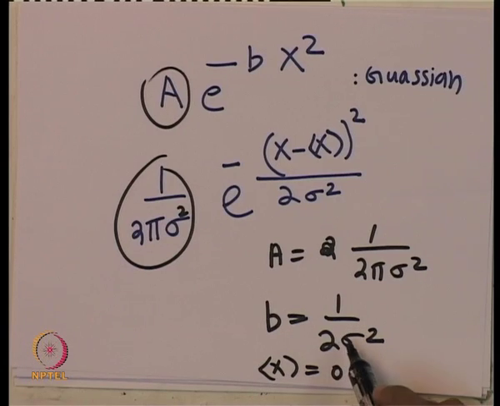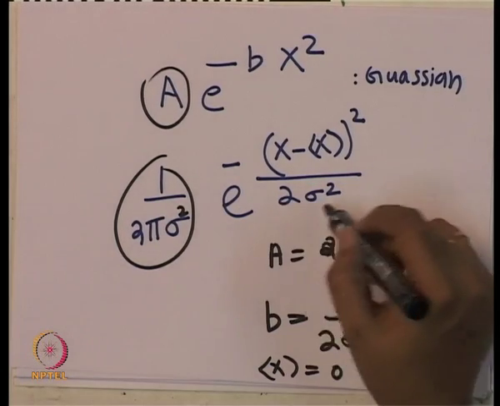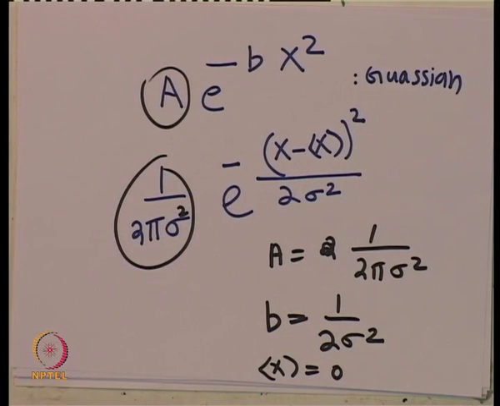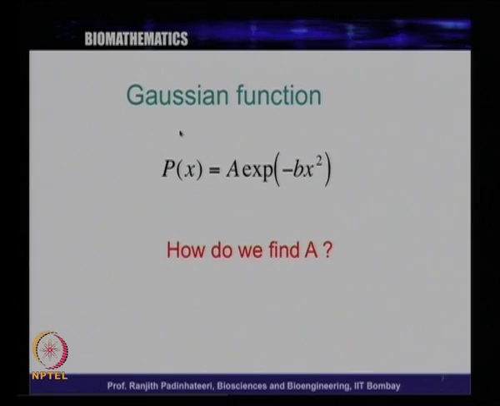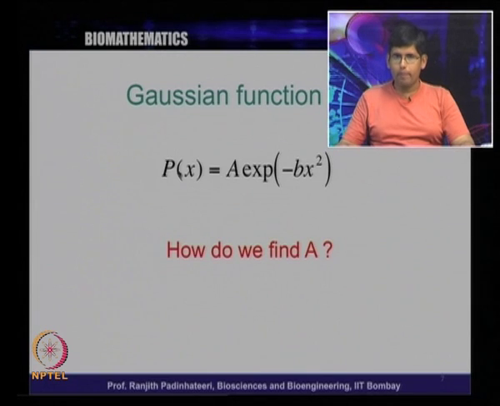So, how is sigma coming here? Why is it suddenly sigma coming here? Why this particular form for a and b? We will understand this in this lecture. Okay, so, let us start with the simplest case. If you have a Gaussian function p of x is a e power minus b x square, how do we find a? This is the function of normal distribution. If you plot this function, you will get the normal distribution, a bell shaped curve.